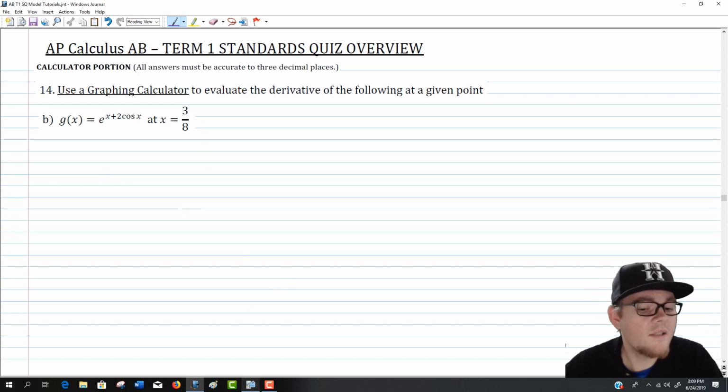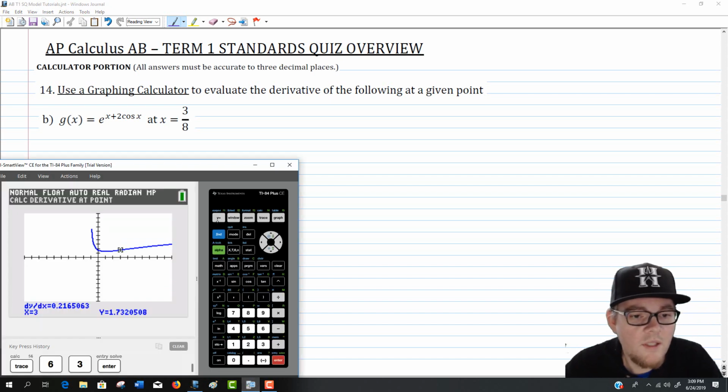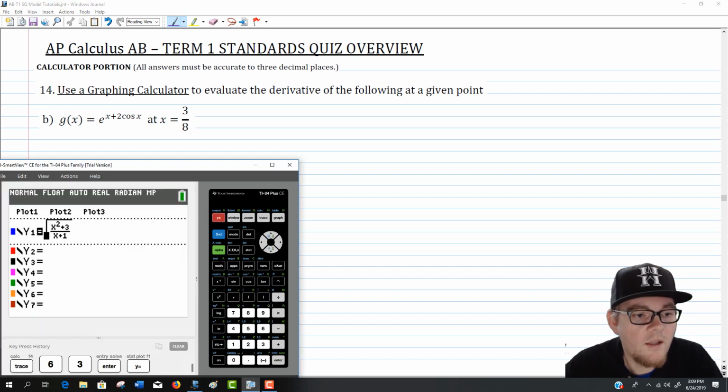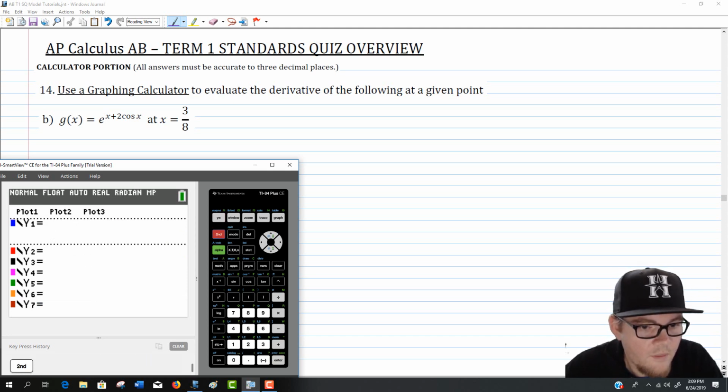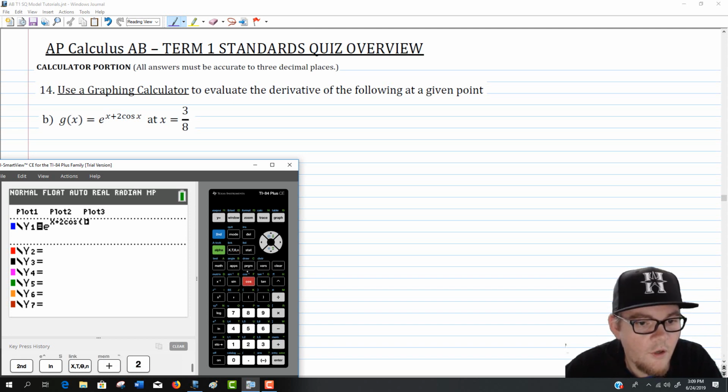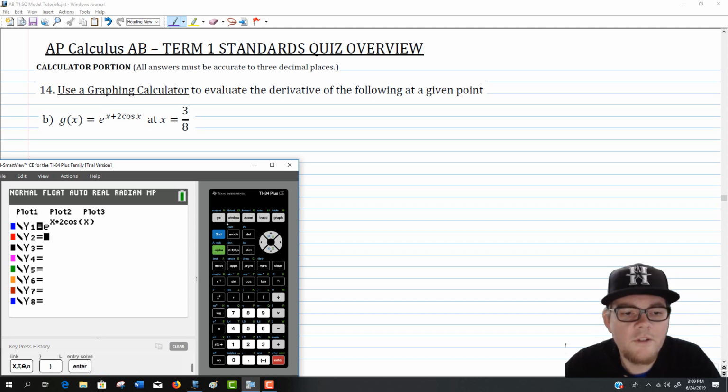So for this one, I don't want to do it the exact same way, although obviously we could. I want to show you a second way to do this. So what I'm going to do in this case is go back to y equals. I'm going to clear that first function, and I'm going to put in the new one. So that's going to be e to the x plus 2 cosine of x power. So there's our function.